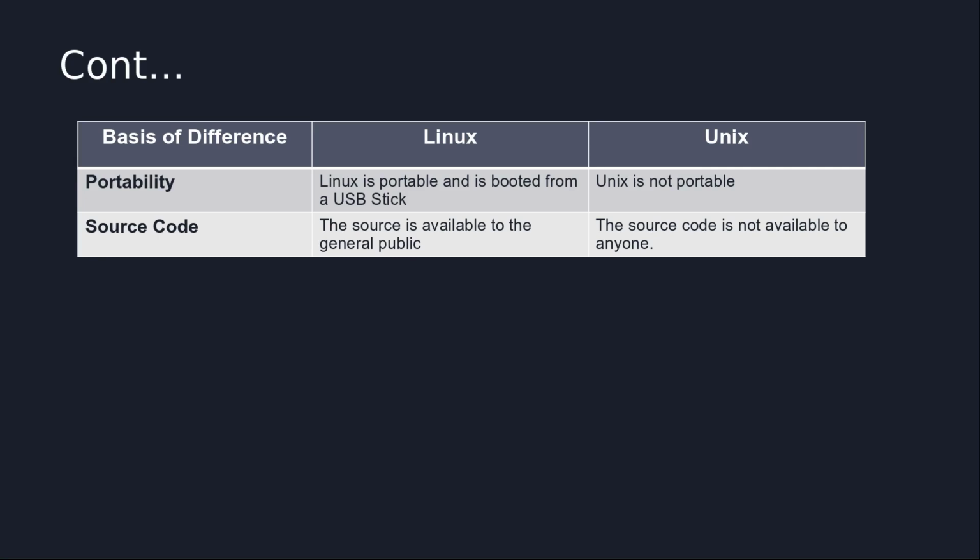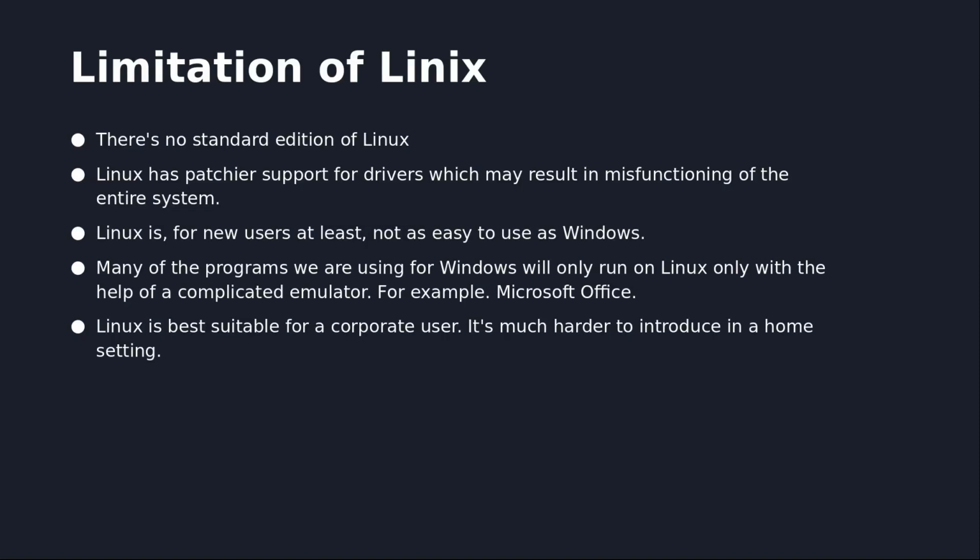And finally, for portability, Linux is of course bootable. You can boot it on a USB stick, and also you can do an external hard drive, whichever you feel comfortable with. Whereas Unix, since it's used for the internet and workstations, is not portable. For its source code, Linux's source code is available to the general public, whereas Unix's is not.